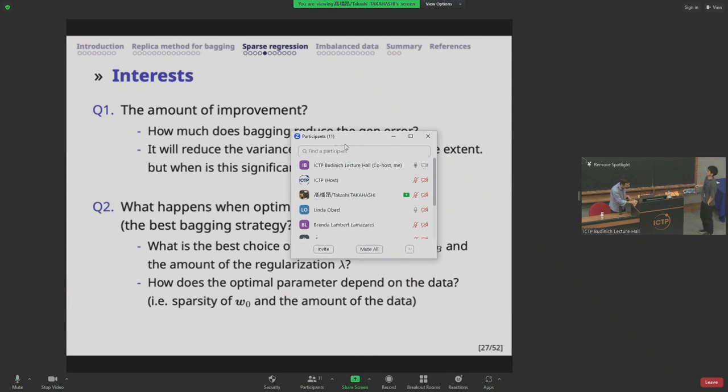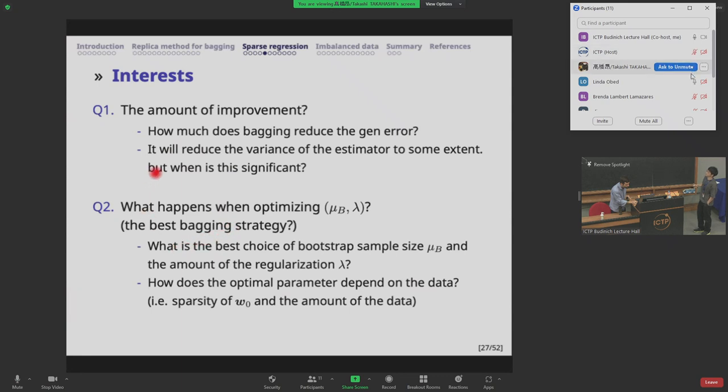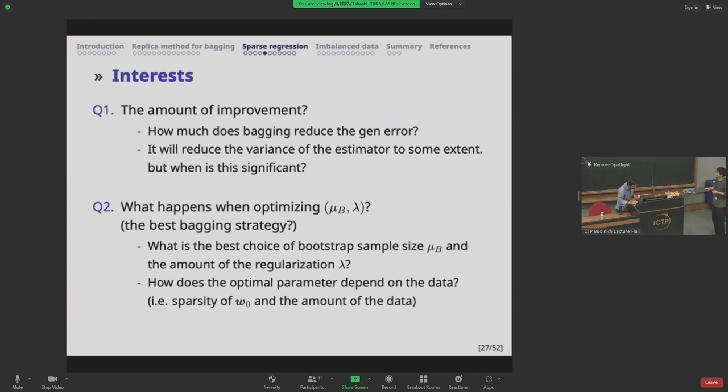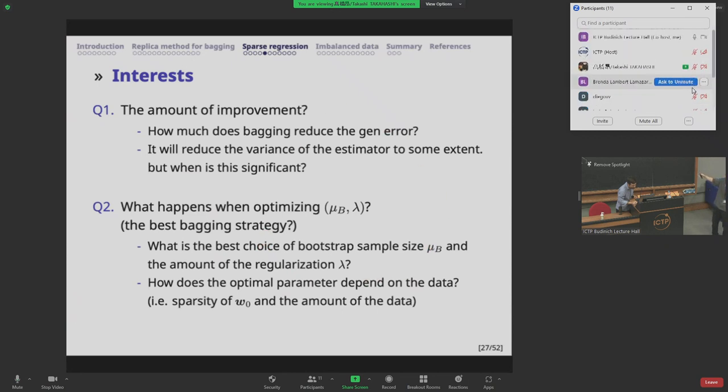Okay. The second question that may be a bit more interesting is the choice of the best hyperparameters. There are two hyperparameters that we can control. The first one is the size of the resampled subdata set. If mu b is very large, there is almost no randomness, so bagging is not so efficient. But when mu b is very small, then the variance of the estimator for each randomized cost function is very large, so resampling will be very significant. And of course, there is one more parameter, the regularization parameter. I'm interested in how the optimal parameter depends on the data set, I mean the sparsity of the w0 and the size of the data set. This problem is a bit simple, but I think it's a nice starting point.